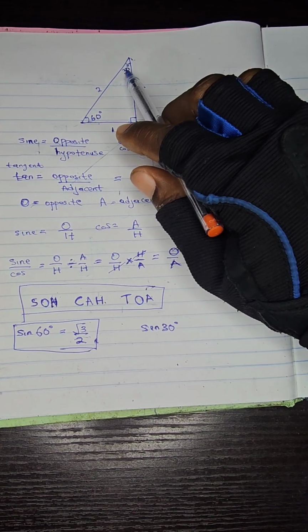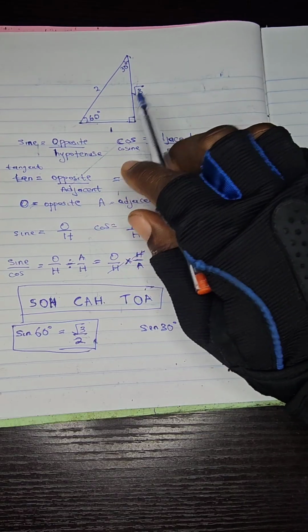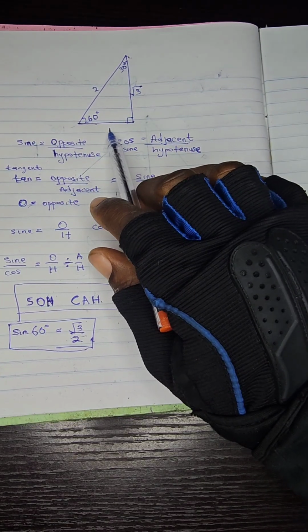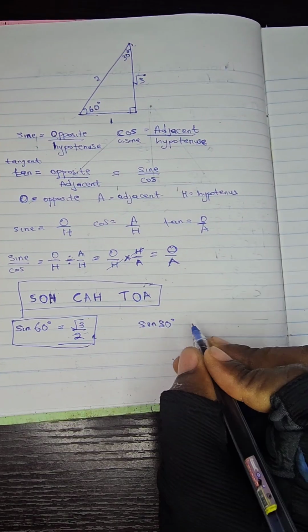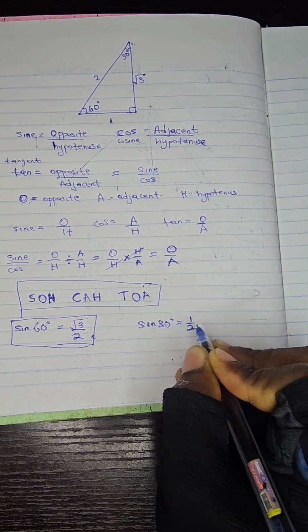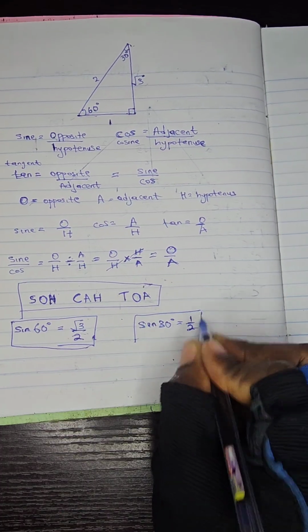So this is 30 degrees. The side facing it is 1, not root 3. So the opposite of 30 degrees is 1 over hypotenuse, which is 1 over 2. Take note of this.